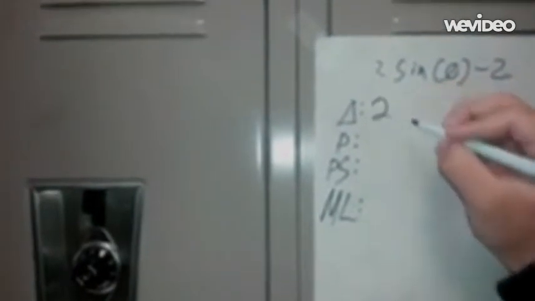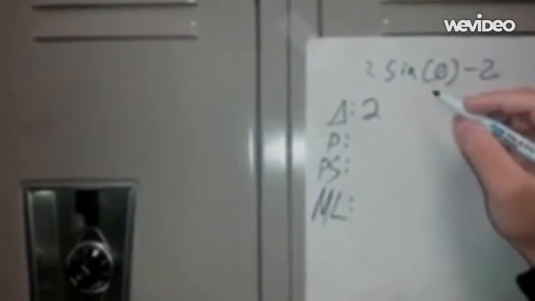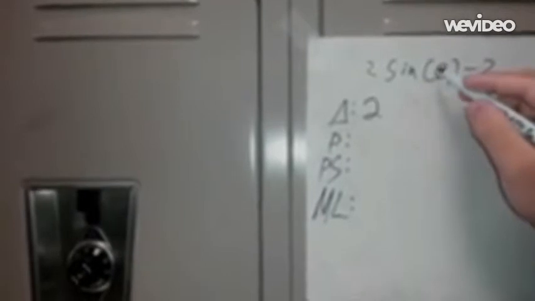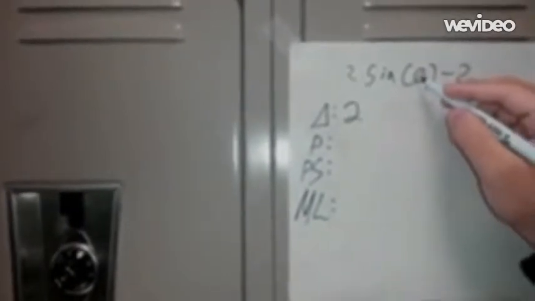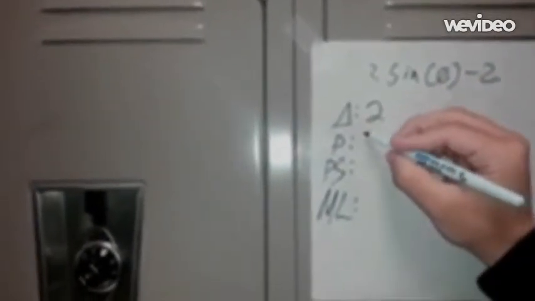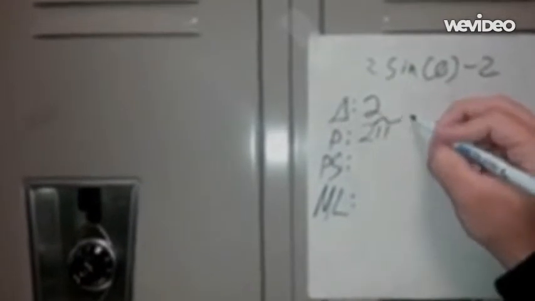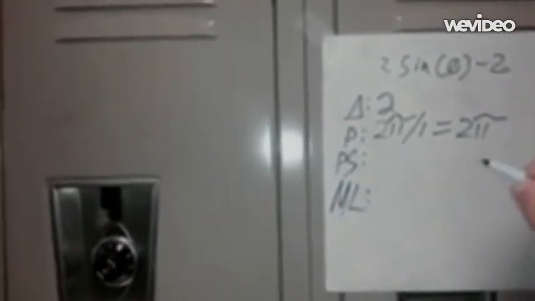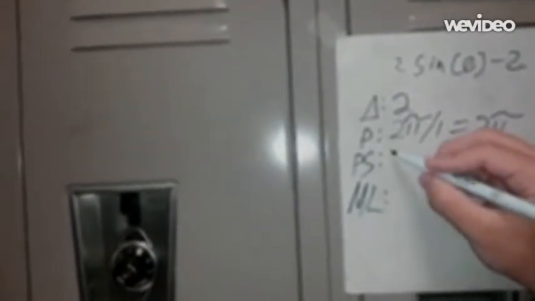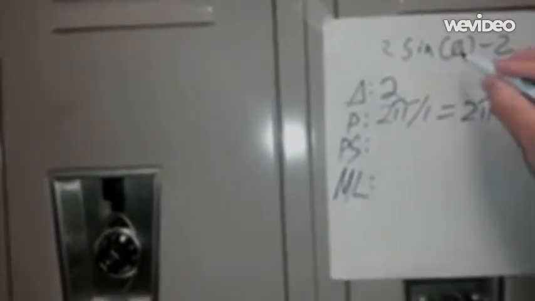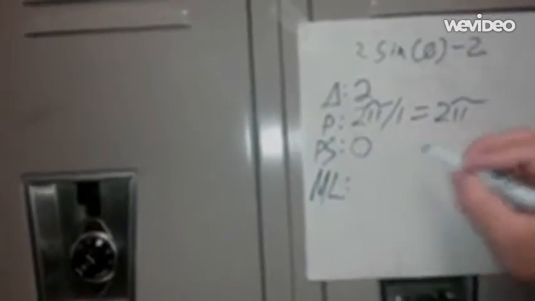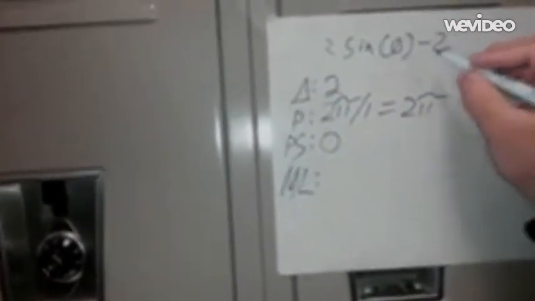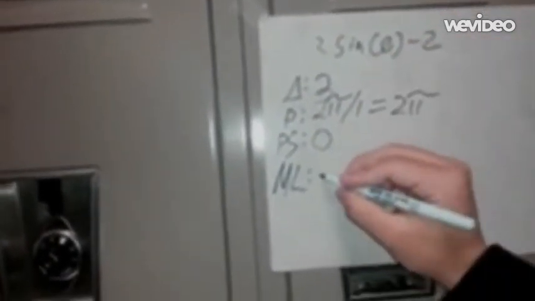2 is your amplitude. 2 pi over whatever is being multiplied to your theta is your period. So 2 pi over 1 equals 2 pi will be your period. Your phase shift is 0 because nothing's being multiplied by the theta. And your midline is whatever is being added or subtracted outside of the equation, so it will be -2.